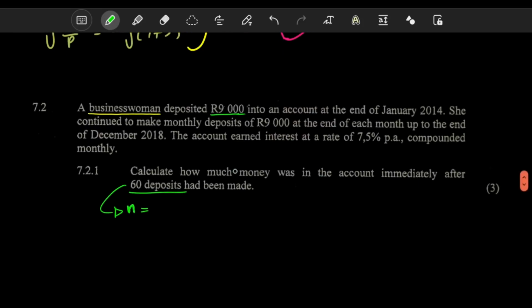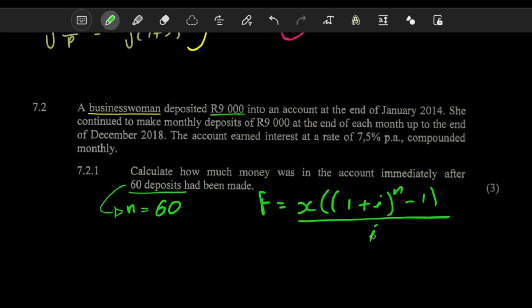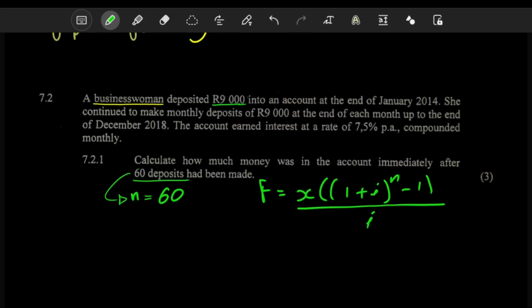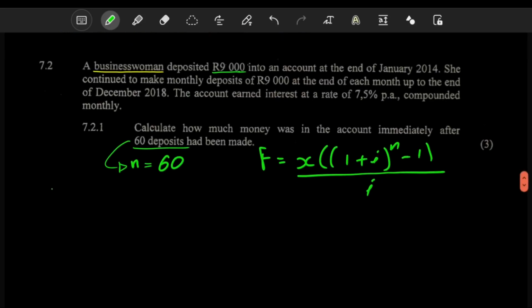So the idea here is, this person is making monthly installments and it's her money. So as long as it's her making monthly installments and it's her money, it means you need to use the F formula to work out what they want us to work out. They said calculate how much money was in the account immediately after 60 deposits were made. So immediately after 60 deposits, firstly, X is the monthly installments, and we have been given interest. They said it's 7.5% per annum compounded monthly.